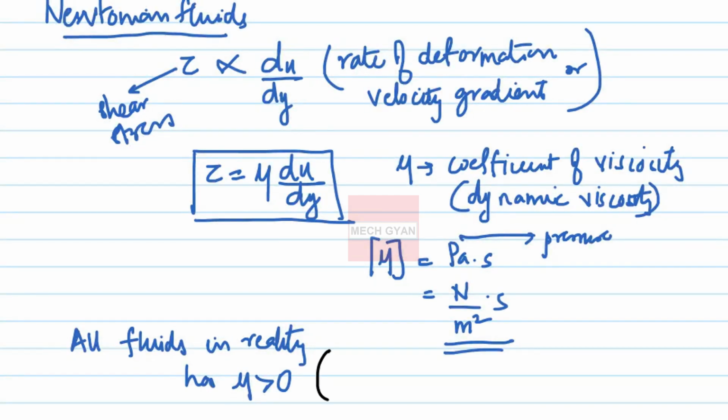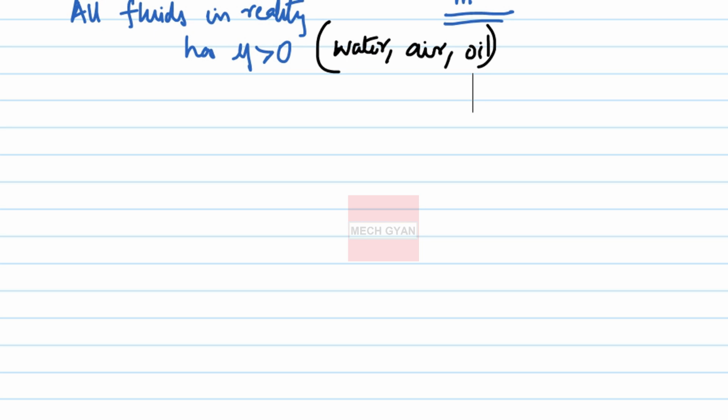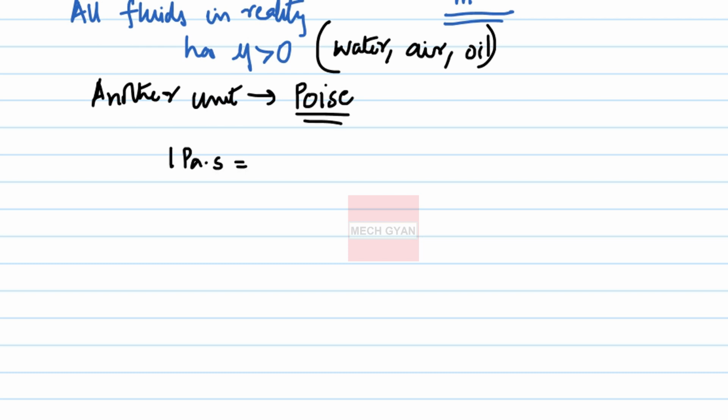Some examples of Newtonian fluids are water, air, oil, etc. Another unit of viscosity is called poise. Here 1 Pascal second is equal to 10 poise.